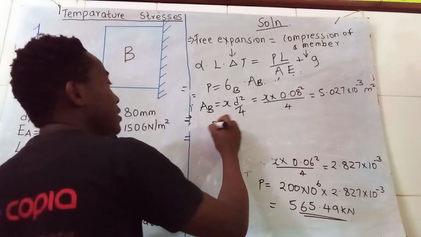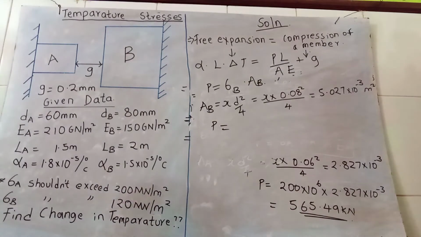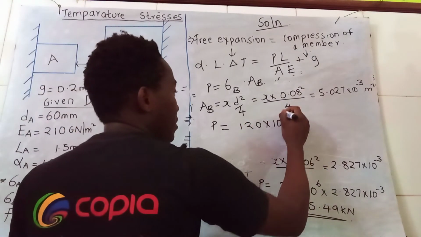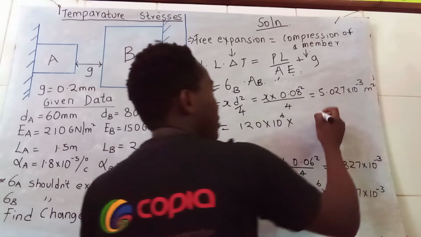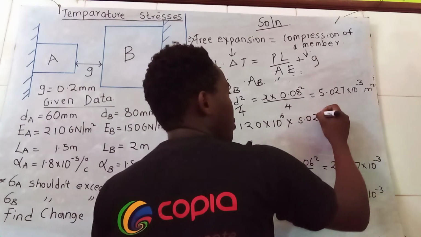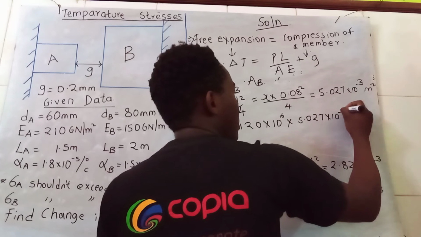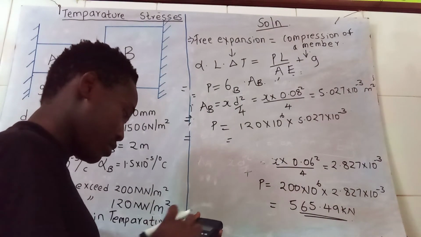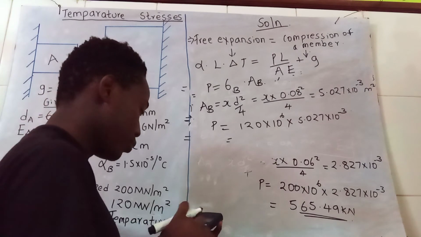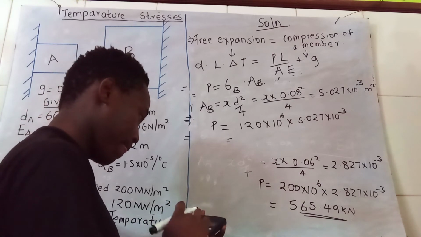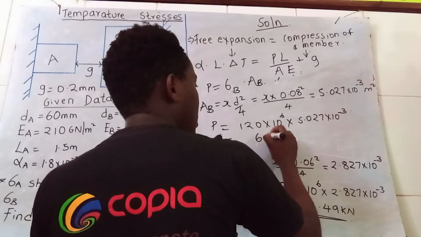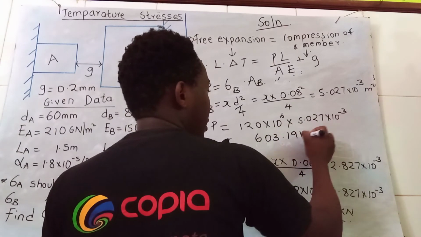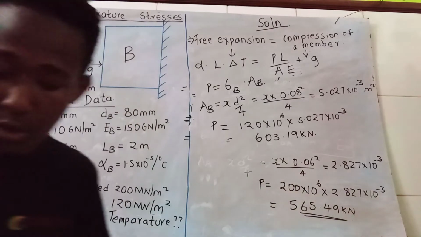So the load will be given by stress in B, 120 times 10 to the power of 6, times 5.027 times 10 to the power of negative 3, and that will be 603.19 kilonewtons.